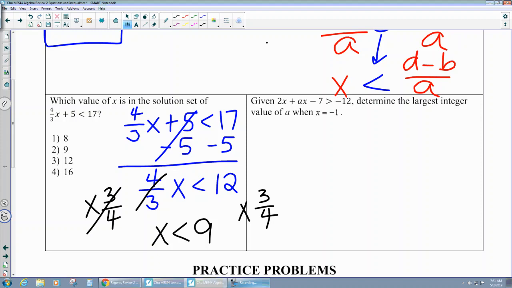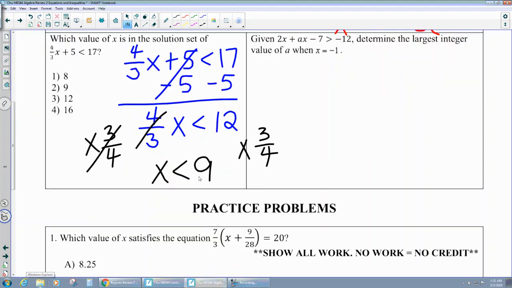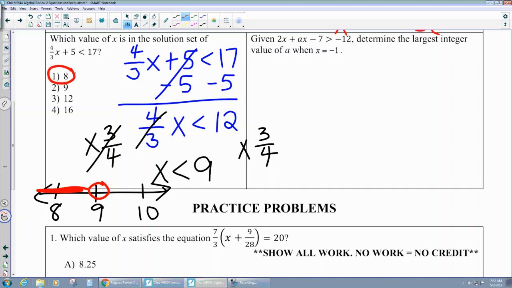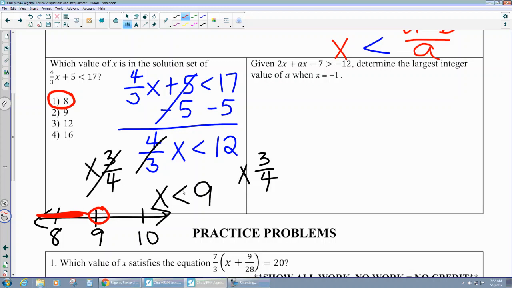Now, a lot of you are going to be tempted to circle answer choice 2 because we got 9. But keep in mind that if I were to graph this on a number line, this is 9, this is 8, this is 10. I have an open circle at 9, and I want all the numbers less than 9, so I'm shading towards the 8. Open circle always means that it is not part of the solution, so it cannot possibly be 9. You notice that 8 is shaded though, so 8 is going to be part of my solution. 12 and 16 are on the other side of 9, which is not shaded, so they are not part of the solution.